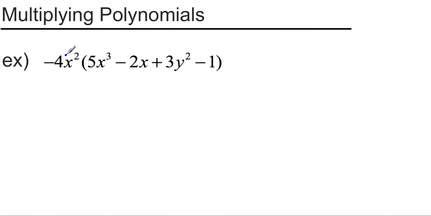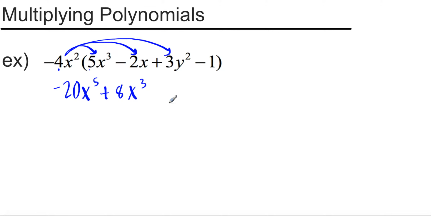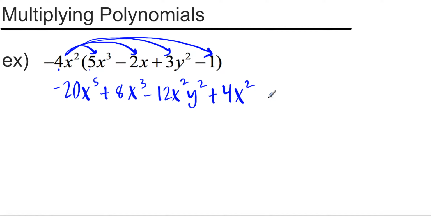We're going to multiply negative 4x squared times 5x cubed. Multiply our coefficients. Negative 4 times 5 gives me negative 20, x to the 5th. Negative 4x squared times negative 2x gives me plus 8x cubed. Negative 4x squared times 3y squared gives me negative 12x squared y squared. And negative 4x squared times that minus 1 gives me plus 4x squared.